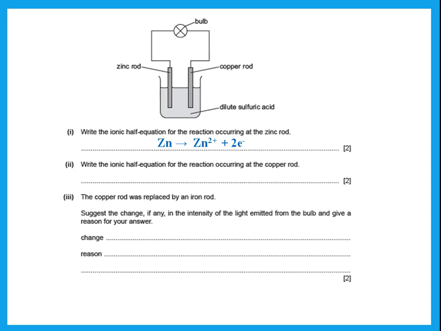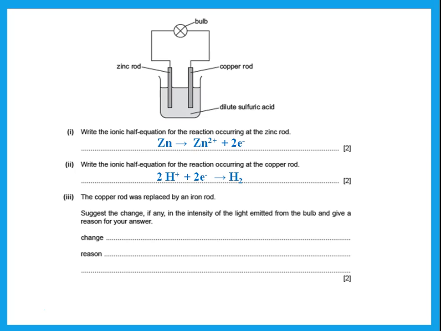These electrons that are formed will then repel the electrons that are present in the metal wire until they reach the copper rod. As for the ionic half equation for the reaction at the copper rod, the H plus ions will take up the electrons that come to the copper rod and become hydrogen gas.